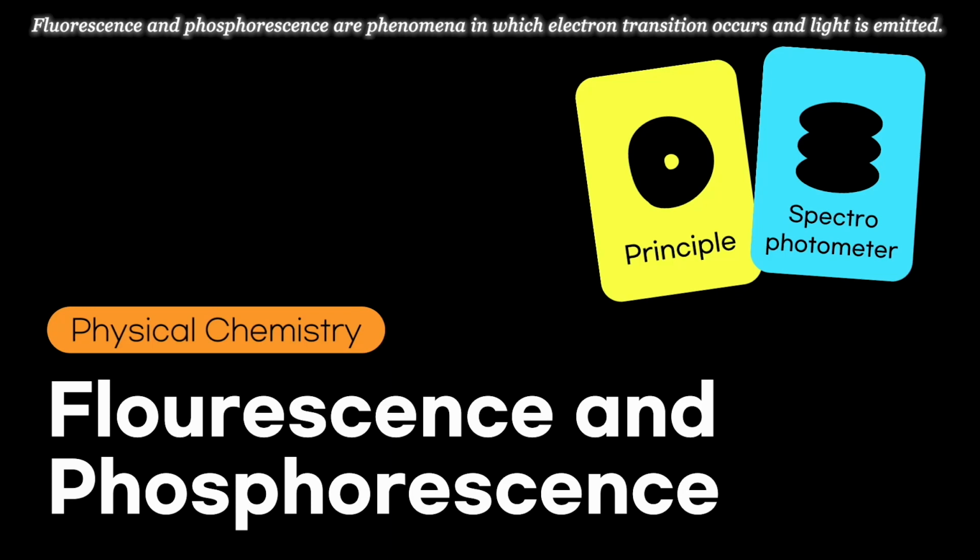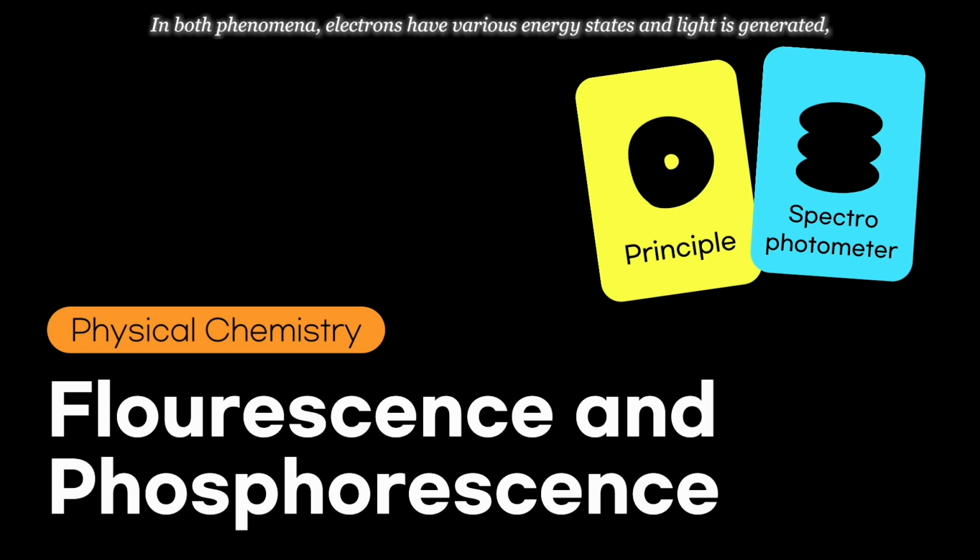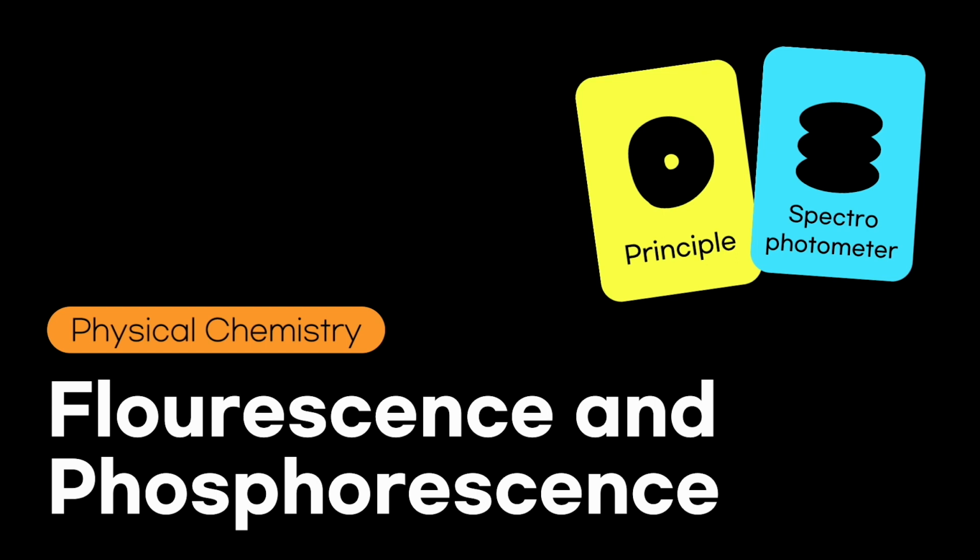Fluorescence and phosphorescence are phenomena in which electron transition occurs and light is emitted. In both phenomena, electrons have various energy states and light is generated, but there are differences in electron transition process, light emission intensity, and time. Let's look in detail at fluorescence and phosphorescence.